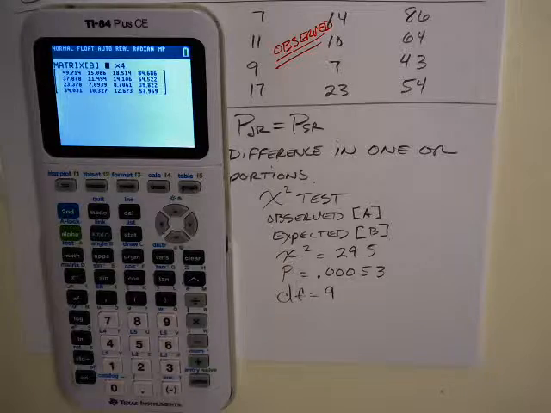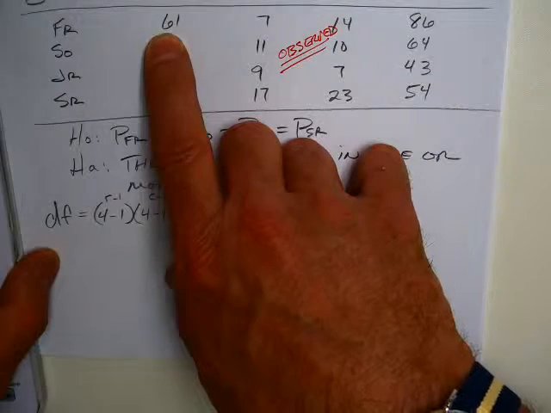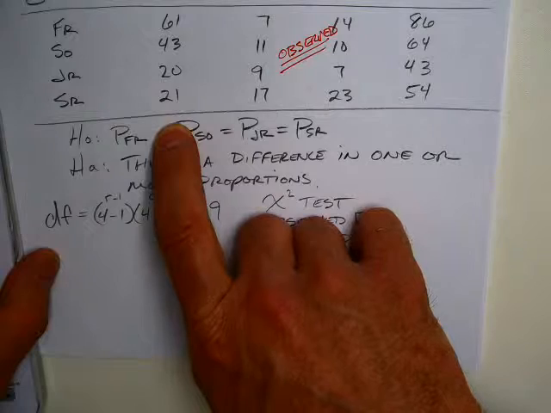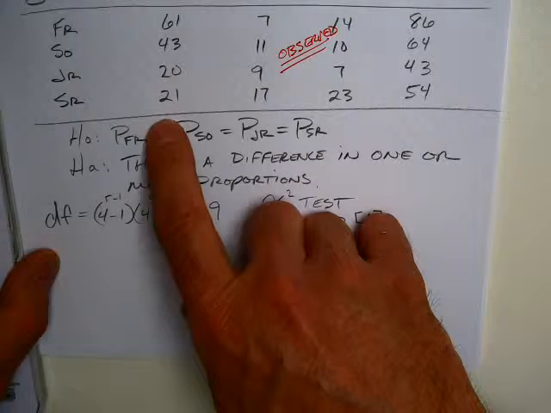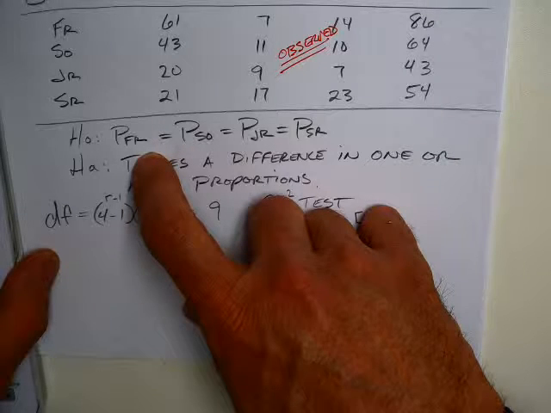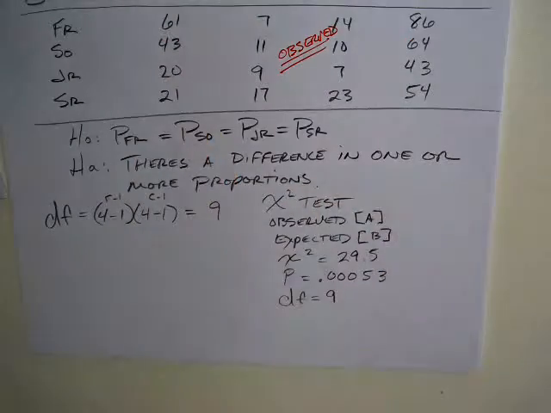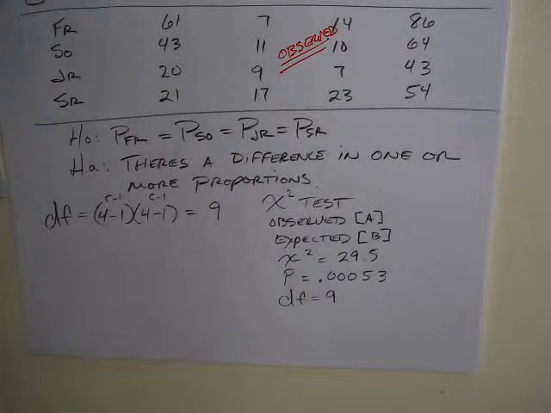So the expected values are going to be 61 divided by the total in that column. I'm pretty sure that's how that's going to be: 43 divided by the total, 20 divided by the total, 21 divided by the total. Or maybe, no. Yeah, I forget how to calculate those. I know that I've seen that before, but it's probably not all that important. All right, I want to take a look at another problem.